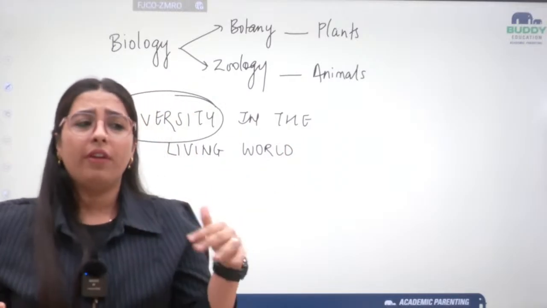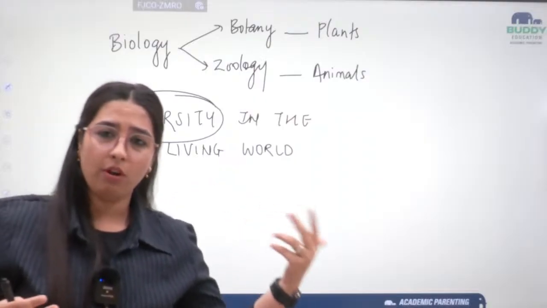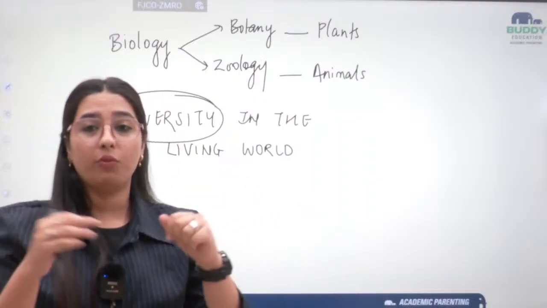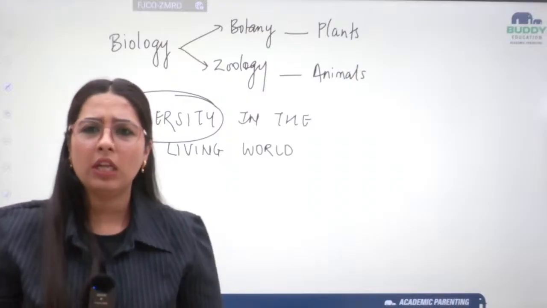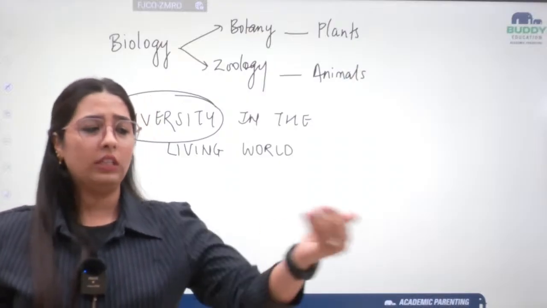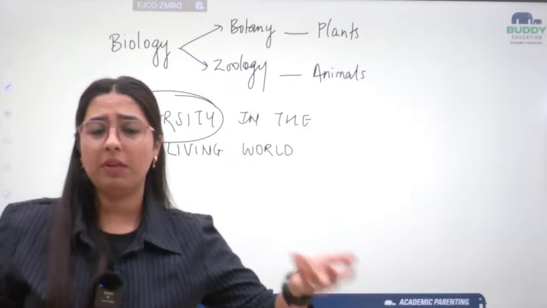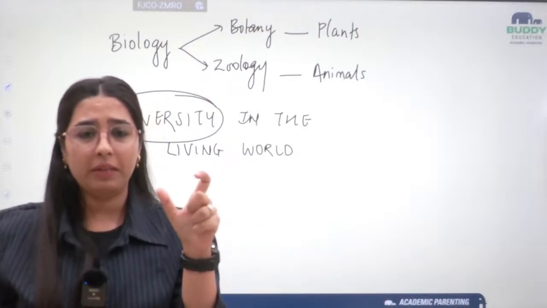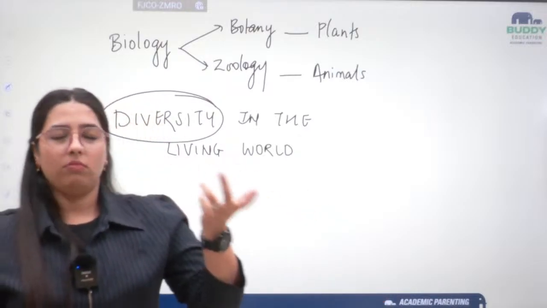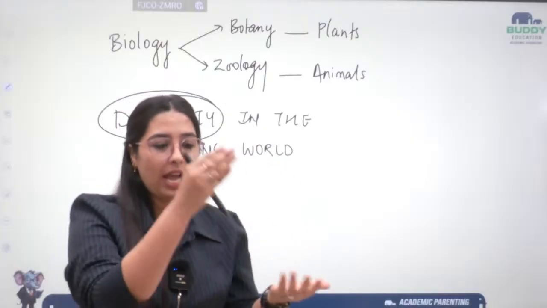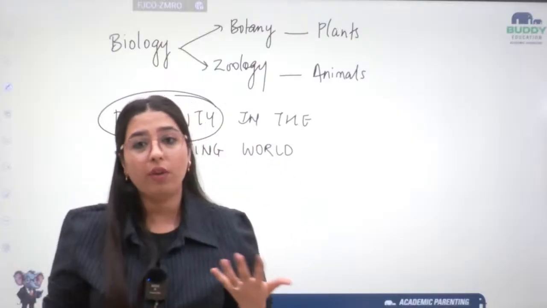If I talk about this diversity in the living world, the concept came when there were a lot of organisms. Now we have to classify them and name them, because I cannot call this person by the same name everywhere. I want a particular name, so that I will be identifying this person as this exact person everywhere I go.